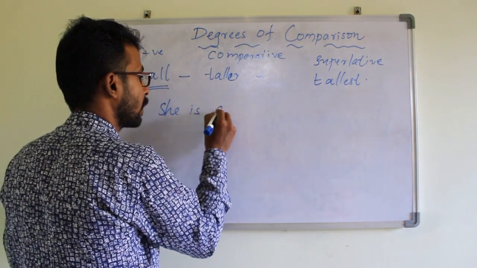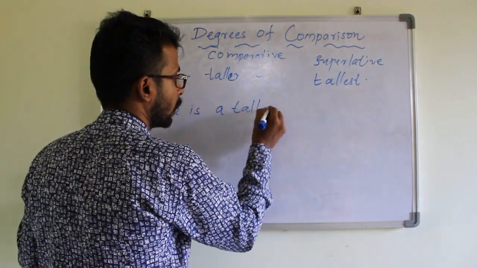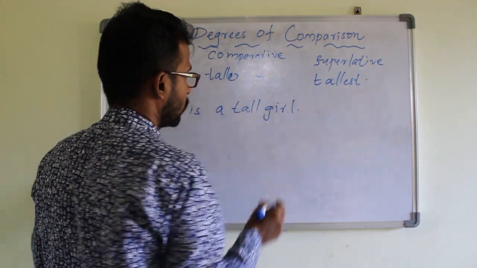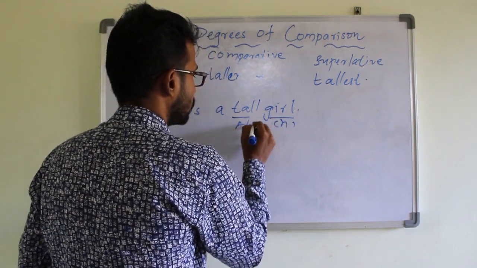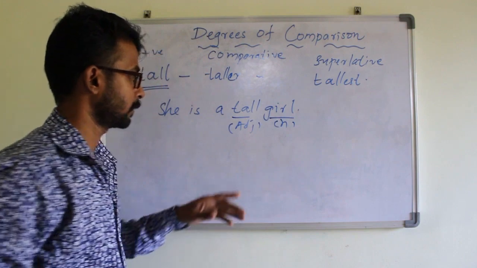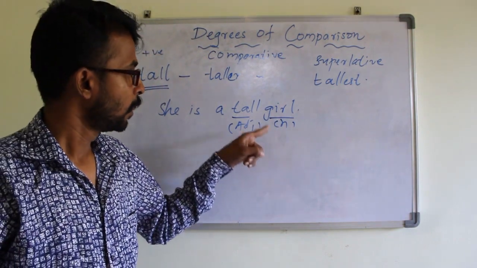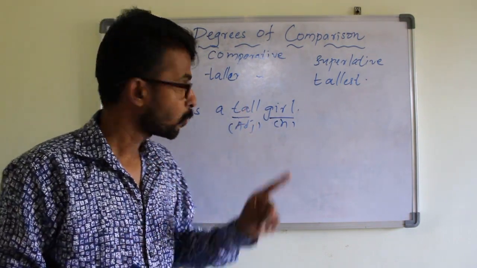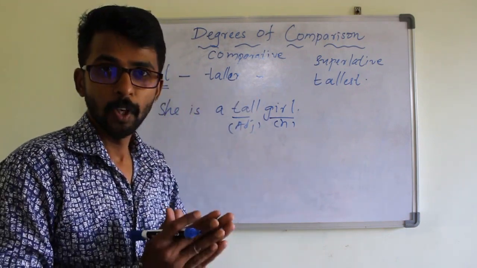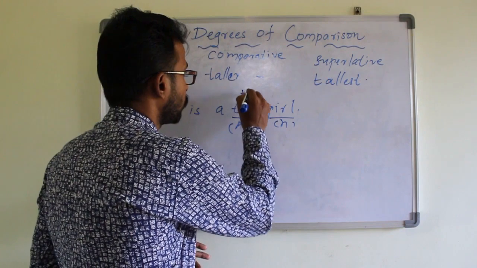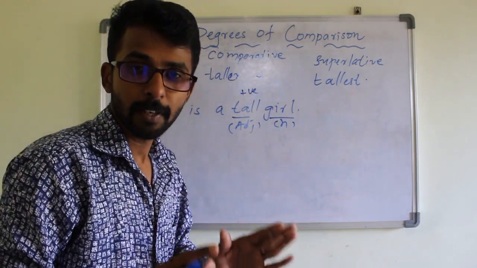She is a tall girl, right? So here girl is the noun and this adjective qualifies the girl, what kind of girl she is, right? Tall, right? So here we are only talking about one person or one noun's quality, that is tall. In this case we are supposed to use the positive form of the adjective, right?